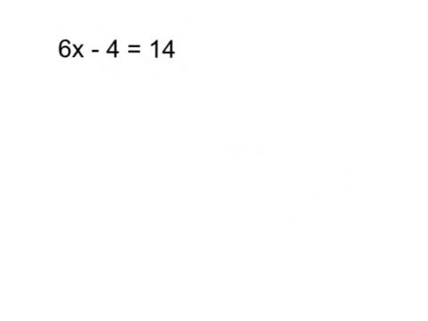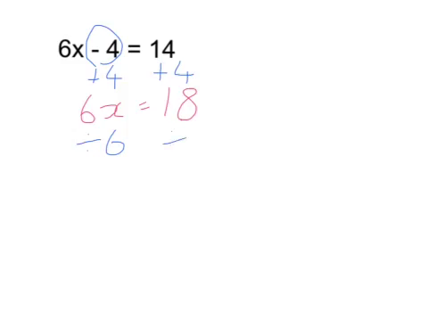This one is slightly different, but only because we've got a subtract sign instead of a plus. It's a minus 4 instead of a plus 4. However, it's still the same two steps. We want to end up with x on its own, so we know we've got to get rid of the minus 4. We use the inverse. We add 4 to both sides. This will give me my 6x equals 18. Now I need to get rid of the times 6, so I'm going to divide both sides by 6. 6x divided by 6 gives me my x on its own. 18 divided by 6 gives me 3.